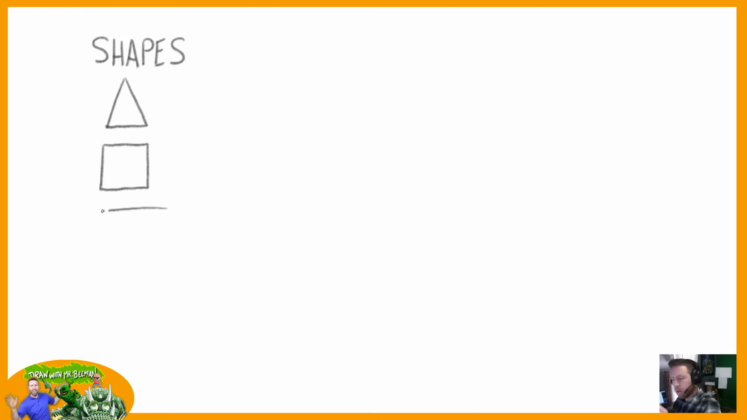Let's look at shapes today. The different kinds of shapes that we can draw with our pencils. What are they? We have a triangle shape. We have a square shape. We can draw rectangle shapes. We can draw circle shapes. These are the basic shapes that we can draw.